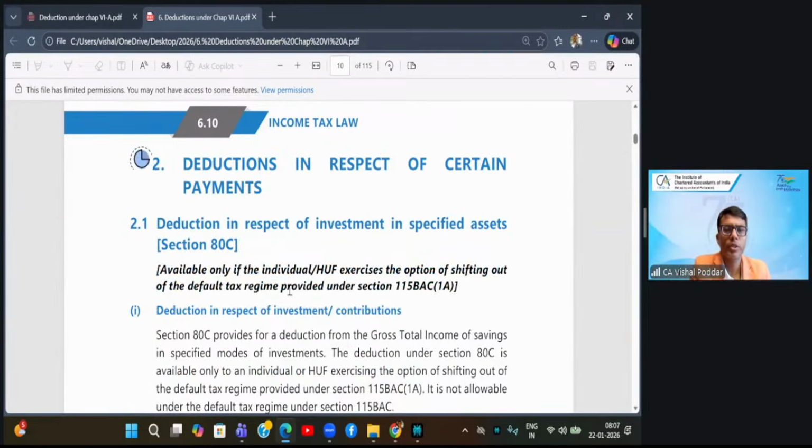Fine, students. So these are some important conditions. Now we start with first deduction.